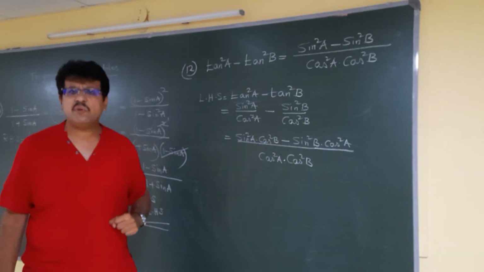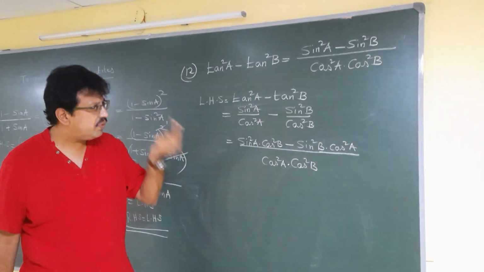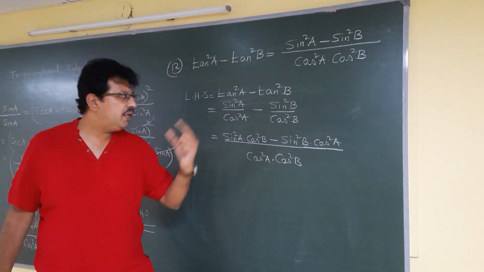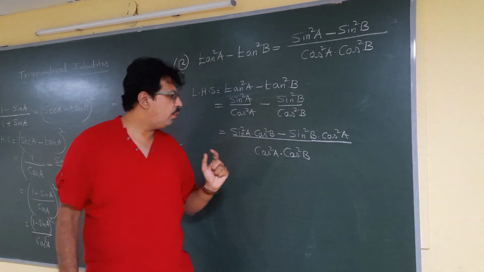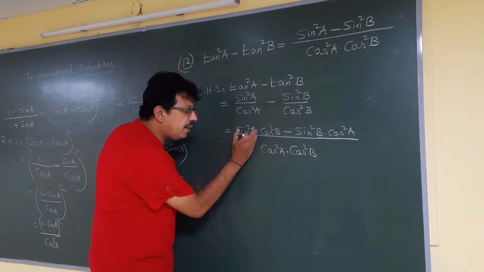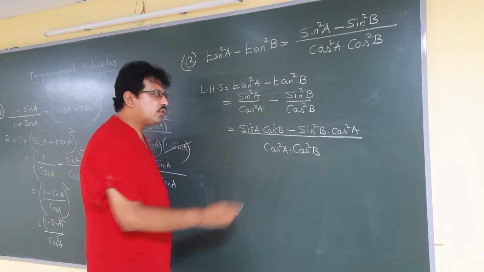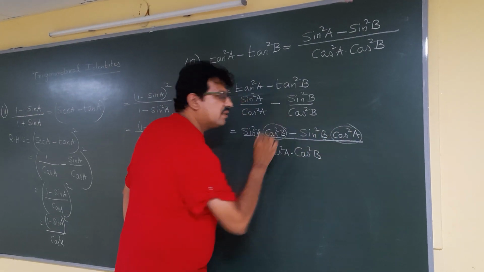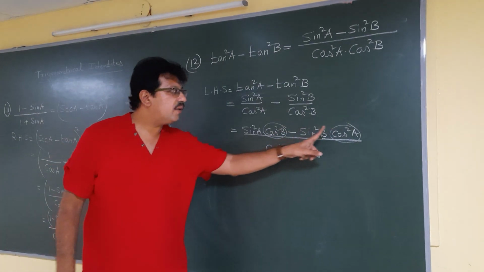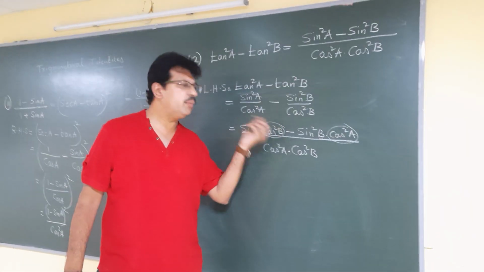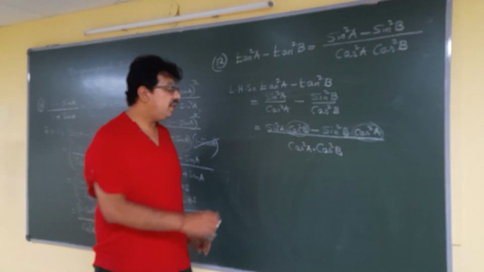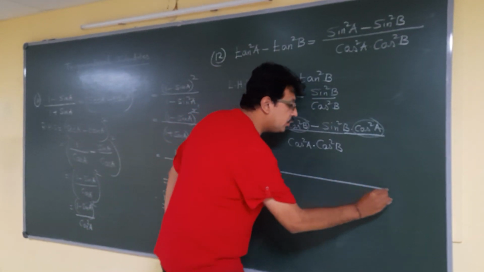So what is the problem we are facing, children? Here the problem is we don't want this cos square B. We don't want this cos square A. We want only sin square A minus sin square B. So we need to remove this cos square B and cos square A, we don't want. How to remove this? This is very important for all of you. So we need to remove means what we should do here?